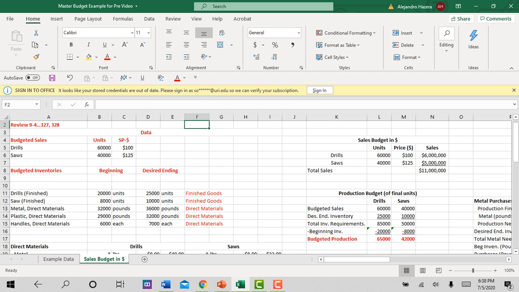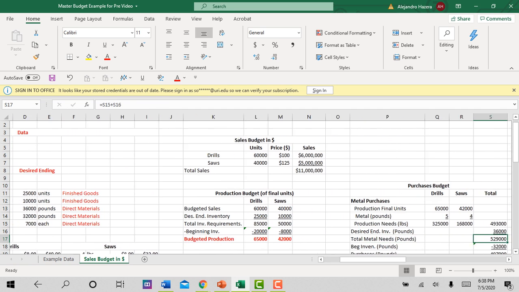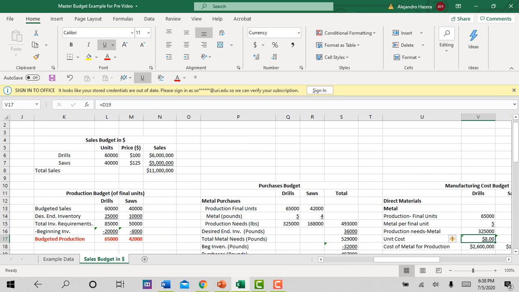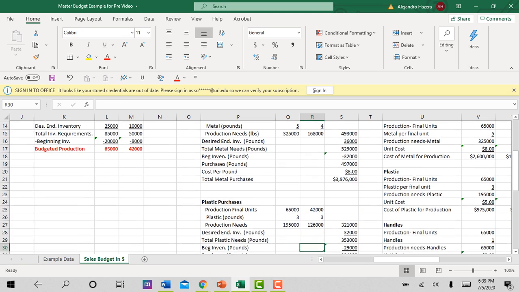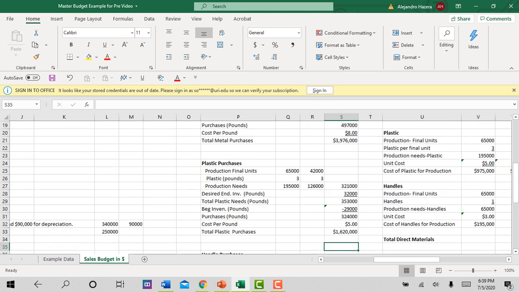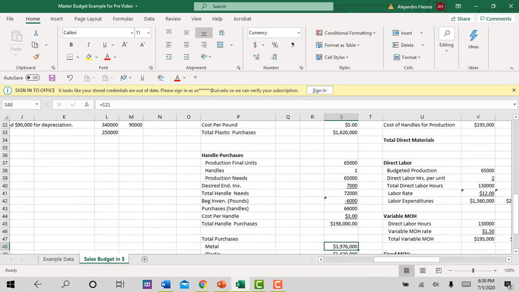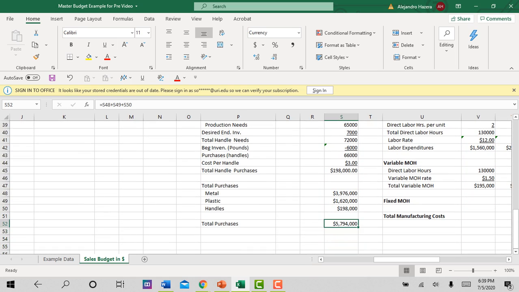Keep in mind that you always start with a sales budget, because unless you know what you're going to sell, you don't know how much you need to produce. So you start with what you're going to sell, and then the final units you're going to produce. From the final units you're going to produce, you can then calculate basically by taking your final units produced, which are 65 and 42, and multiplying times all the units of labor and materials that you're going to put into them. You can calculate your various costs here, especially not labor, but your total direct materials that you're going to put in.